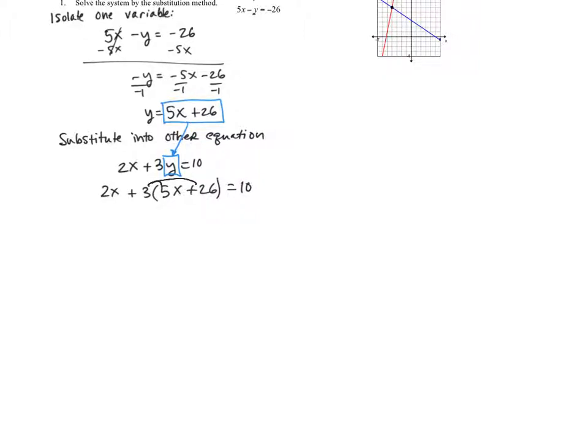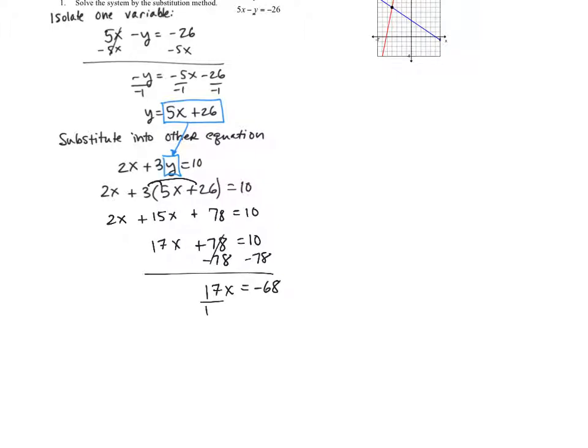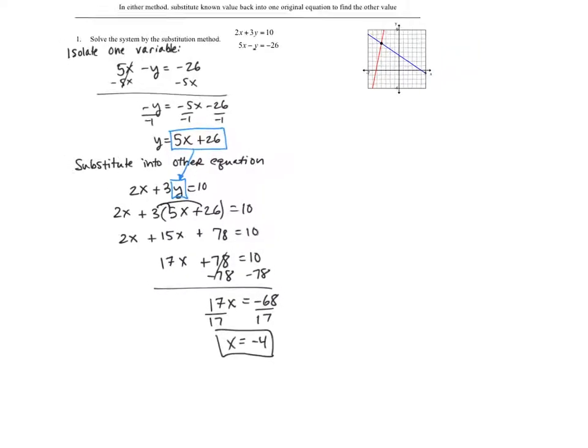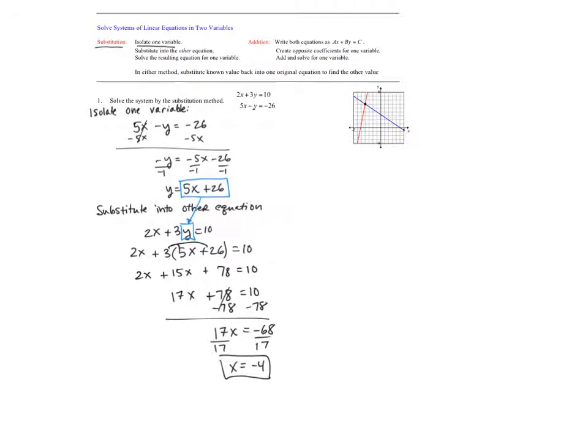Distributing my 3, I would get 2x plus 15x plus 78 is equal to 10. So that would give us 17x plus 78 equals 10. And then subtracting 78 from both sides, we get 17x is equal to negative 68. And that gives us that x is equal to negative 4. All right, so now I'm going to substitute what I just know back into one of the equations.